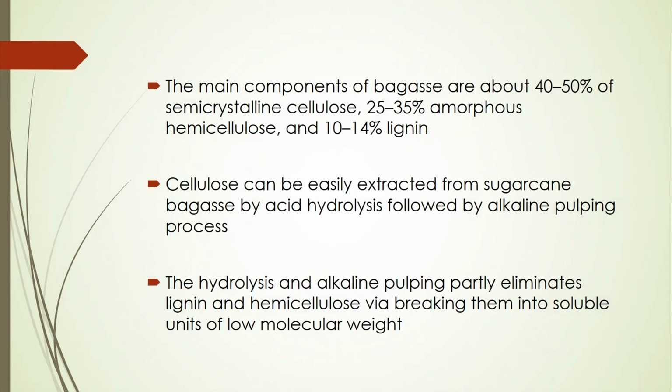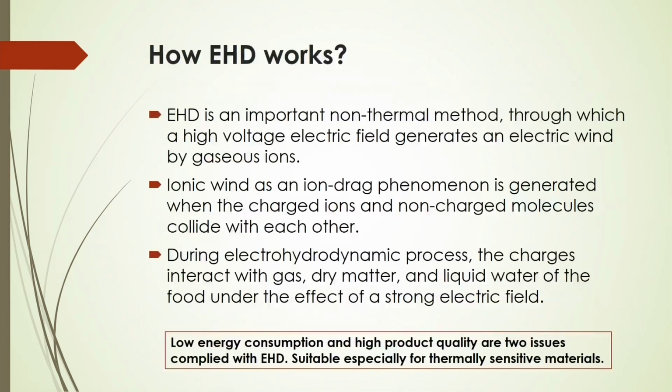And the main components of bagasse are about 40 to 50% semi-crystalline cellulose, 25 to 35% amorphous hemicellulose, and also 10 to 14% lignin. So, cellulose can be easily extracted from sugarcane bagasse by acid hydrolysis, followed by an alkaline pulping process. The hydrolysis and alkaline pulping partly eliminate lignin and hemicellulose by breaking them into soluble units of low molecular weight.